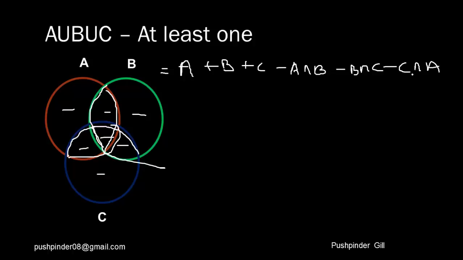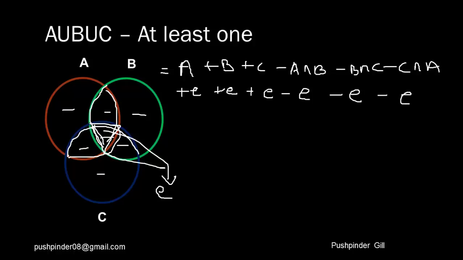Why? Because let us concentrate on this area. Let me call it E. Right? So this area is part of A. That means it has been added here. This area is a part of B as well. It has been added here. This area is a part of C as well. It has been added here. Right? This area is part of A intersection B as well. That means it's added here. It's basically part of every area because it's common to all.